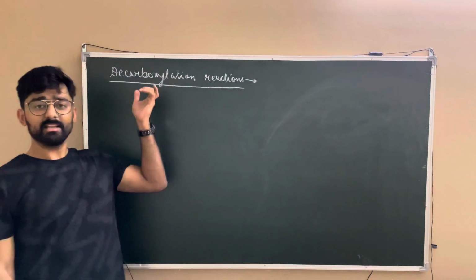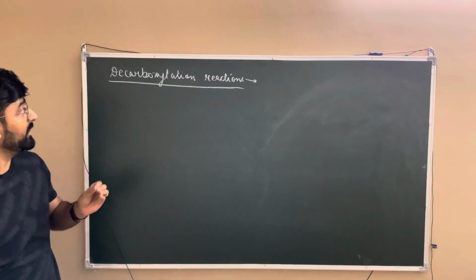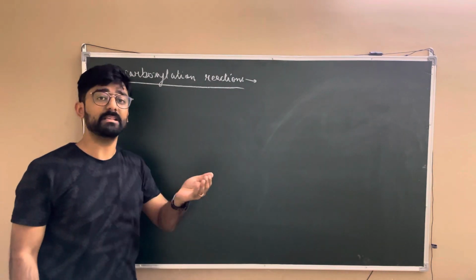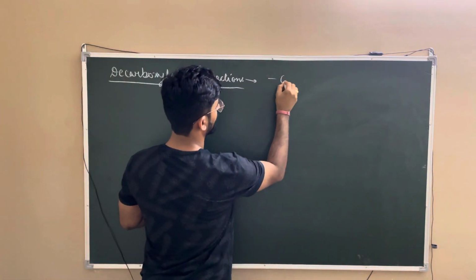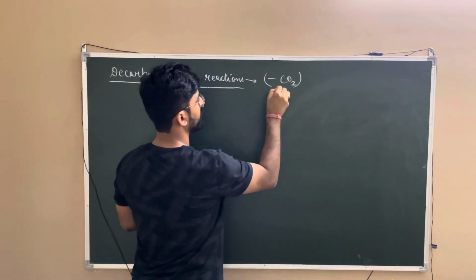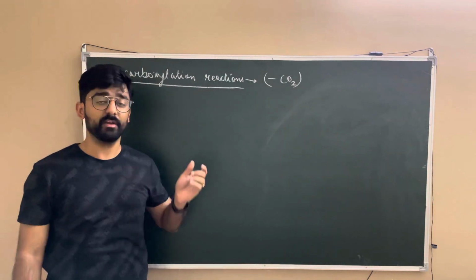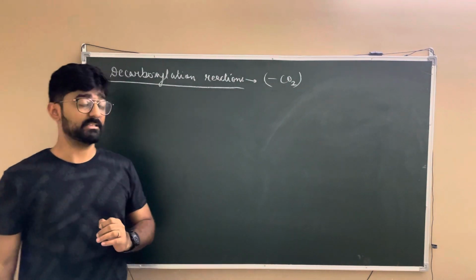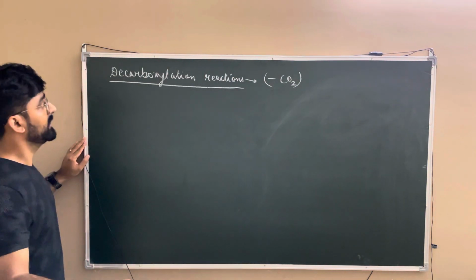So students, as the name implies, decarboxylation simply means removal of CO2. D means removal and carboxylation means CO2. So in this reaction, we are going to remove CO2 and this is a method of preparation of alkanes. Now, how can we prepare alkanes using this mechanism? Let's see.